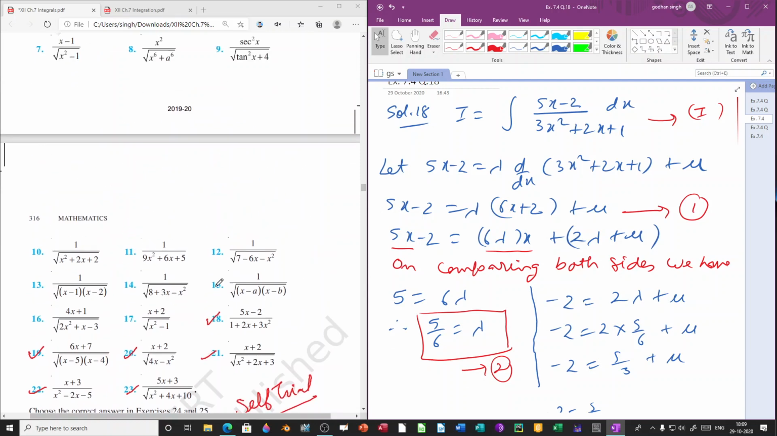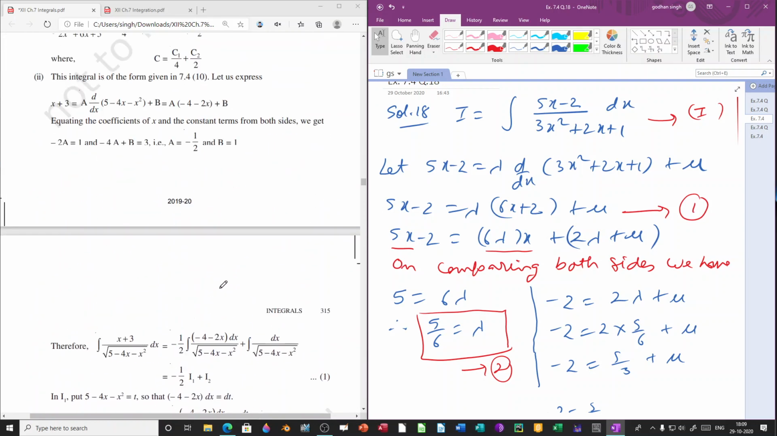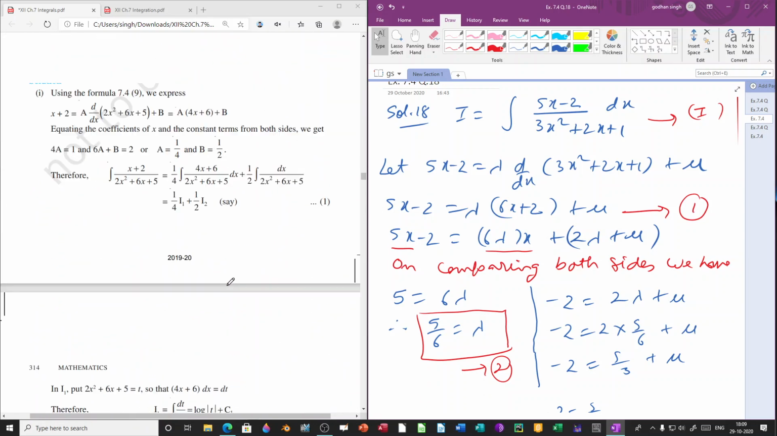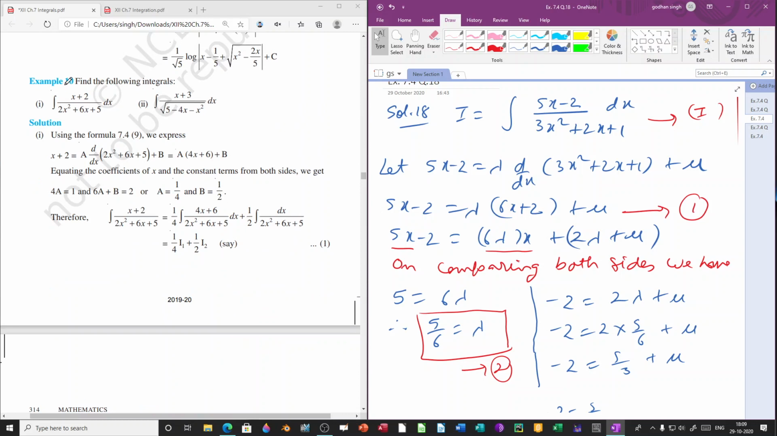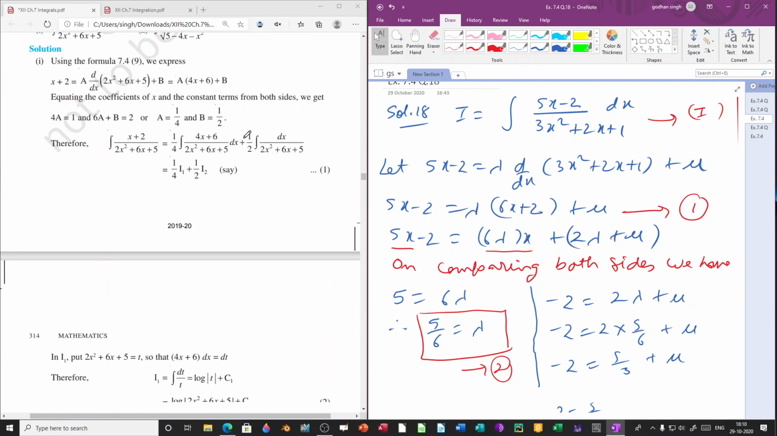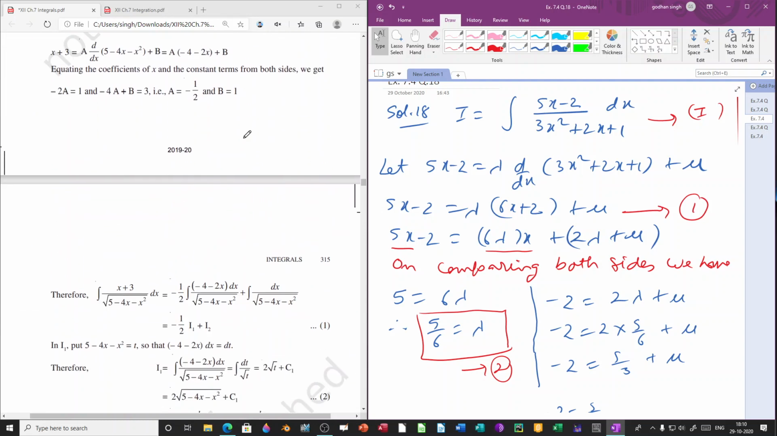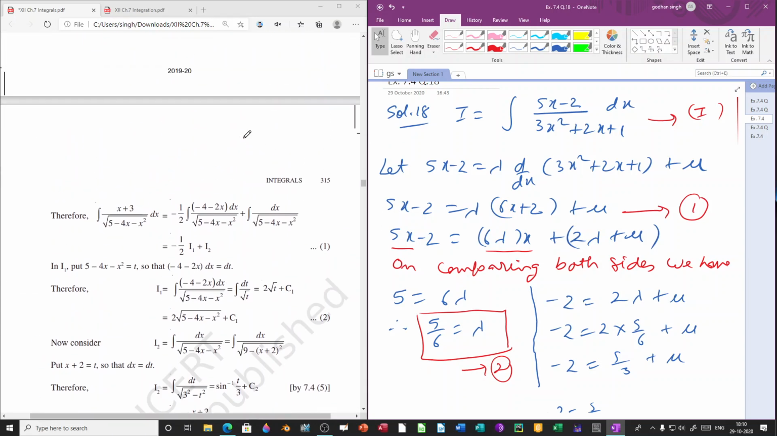If you are still in doubt, you can go through this solved example also. Here the solved example is example number 10, integrating the function x plus 3 over the square root of 5 minus 4x minus x square. What we will do here is write x plus 3 equal to lambda times the differentiation of 5 minus 4x minus x square plus mu. So let us see how they have done it.